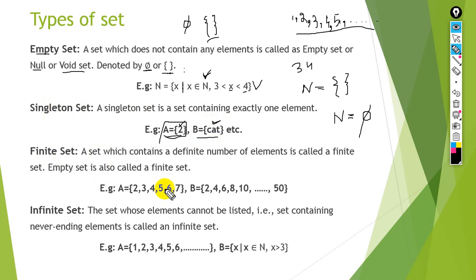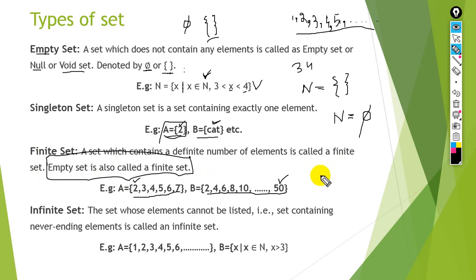Next, finite set. A set which contains a definite number of elements is called a finite set. The empty set is also called a finite set. A set whose elements have a start and an end value can be counted, with a limited number of elements or members. So this is a finite set. The empty set is itself a finite set.